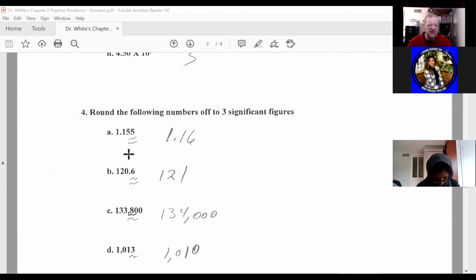All right, so you have to round off. How do you round off? You find out how many significant figures, and the next one after the number you have to keep, you look at that.